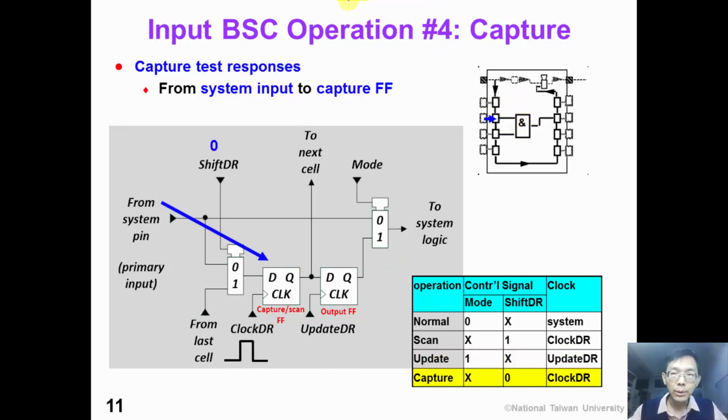And the last operation is the capture operation. In this operation, we pulse the clock DR and the control signal shift DR is tied to logic 0. In this way, we can capture the value from the system input pin into the first flip-flop. This is why we call it the capture flip-flop. As we can see from the upper right small figure, the capture operation captures the logic value into the boundary scan cell.